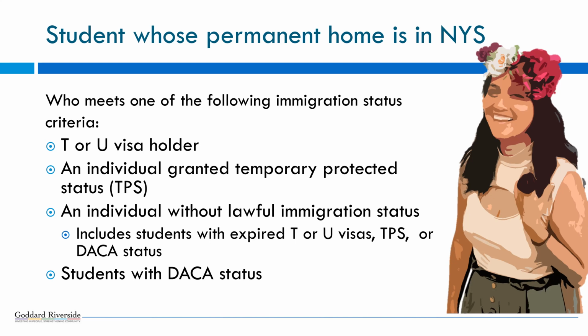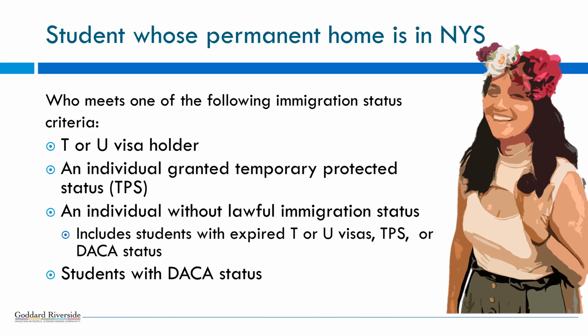So students whose permanent home is New York State and who meet the following immigration status criteria: they are either a T or U visa holder. They are an individual granted temporary protected status, or TPS. They're an individual without lawful immigration status. This includes students with expired visas, expired TPS, and expired DACA, and any students who are here under any other circumstances for whatever reason that you're considered an undocumented student. This is where you are, and then students with DACA status. Also, students who live outside of New York.